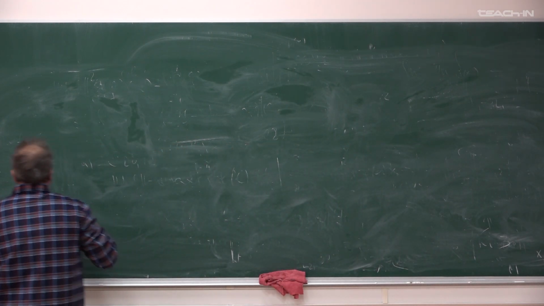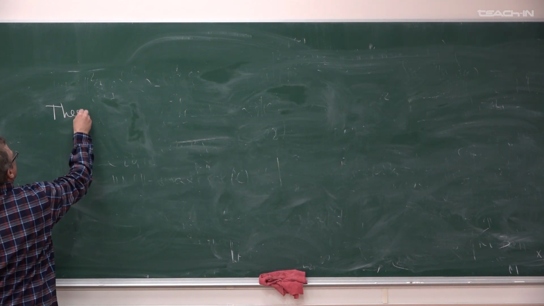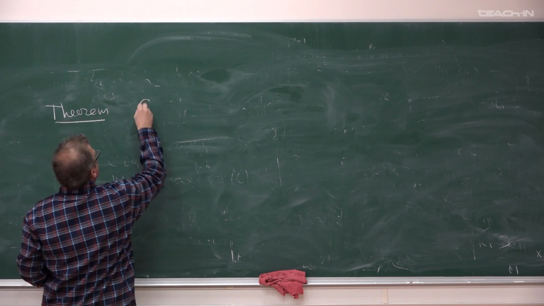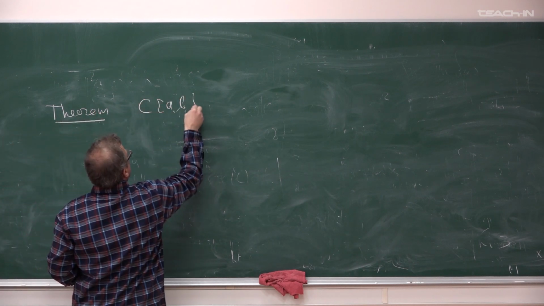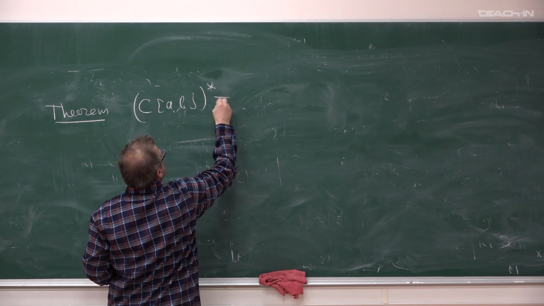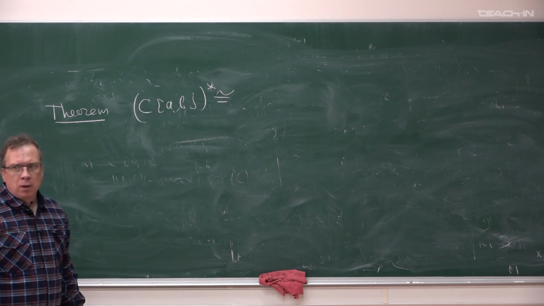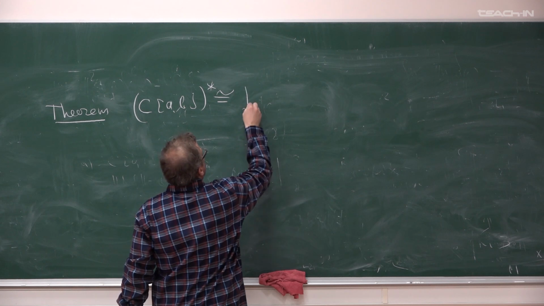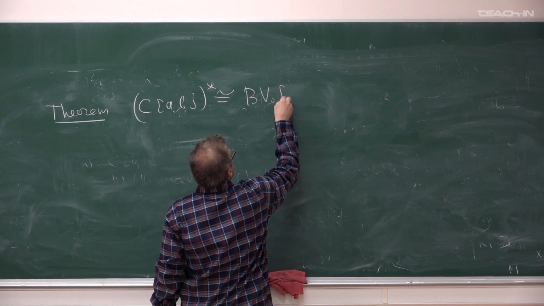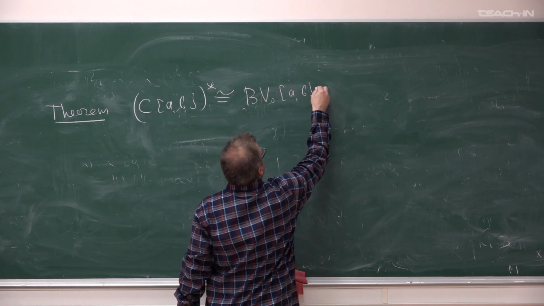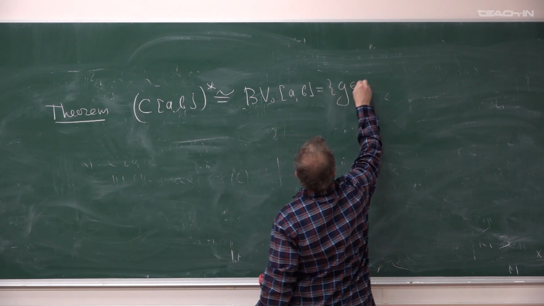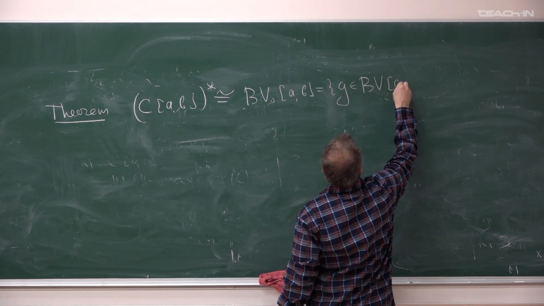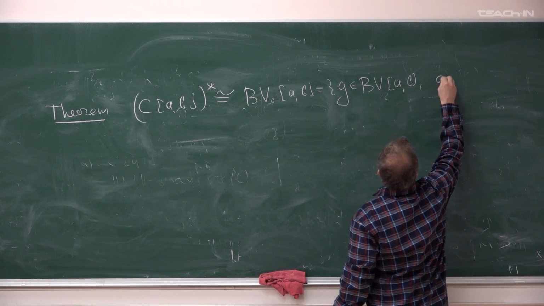So, theorem: the dual space of C[A,B] is isometrically isomorphic to the space BV0[A,B], which consists of all functions of bounded variation with the normalization.